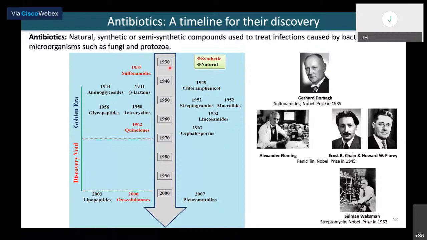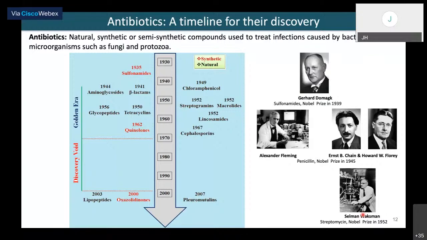But after that, once bacteria developed resistance to these antibiotics, it became a different scenario. A few more have come after that, and I will take you through how this is happening. And these are the people who have contributed. Many people contributed and got the Nobel Prize. This person got the Nobel Prize in 1939 for developing sulfonamides. Then Alexander Fleming discovered the first beta-lactam antibiotics, and they all together got the Nobel Prize. Then there's Waksman, who discovered streptomycin, another class of antibiotics, and got the Nobel Prize. Okay, these are the developments of antibiotics.